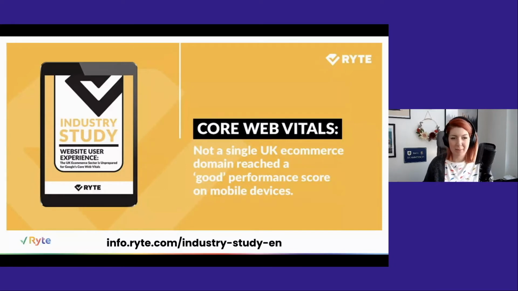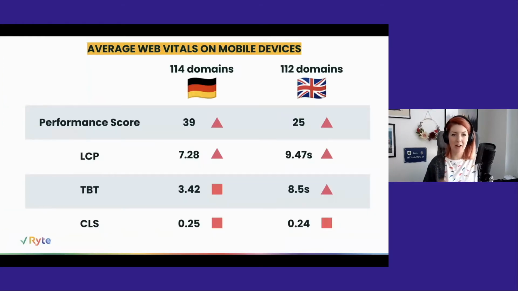So not a single domain reached a good performance score on mobile devices. So on desktop, the scores were okay, but we focused in the beginning on mobile just because of the sheer importance and gravity mobile experiences have on an overall search representation. And here are the average scores that you can take a look at yourself. So I even thought that the UK domains would do better than the German domains, but the average performance score for the UK ones were significantly lower. And yeah, they're all not so good.